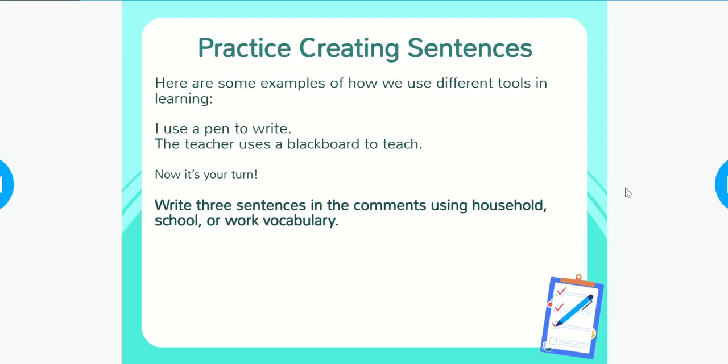Here are some examples of how we use different tools in learning. I use a pen to write. The teacher uses a blackboard to teach. Now it's your turn. Write 3 sentences in the comments using household, school, or work vocabulary. You can pause the video to write.